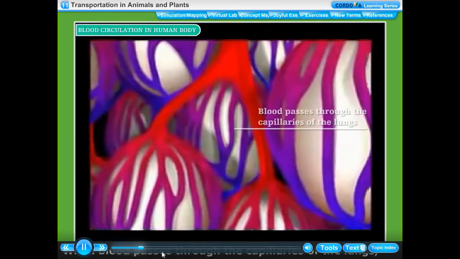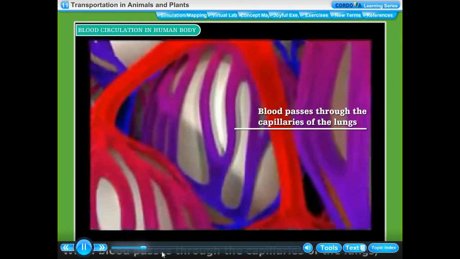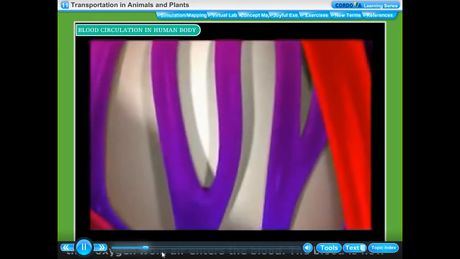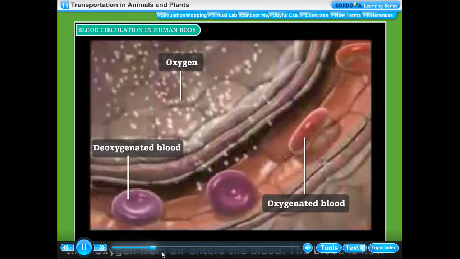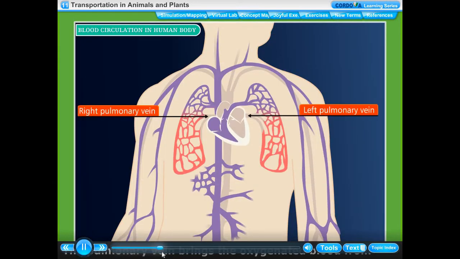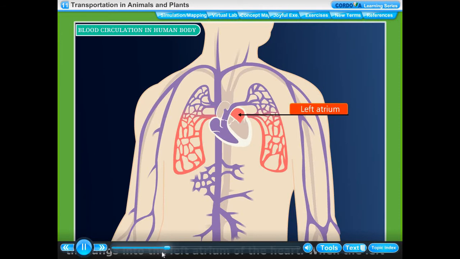When blood passes through the capillaries of the lungs, then oxygen from air enters the blood. The blood is now oxygen-rich and is called oxygenated blood. The pulmonary vein brings the oxygenated blood from the lungs into the left atrium of the heart.